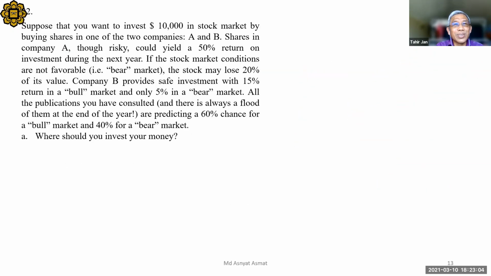And this one you can do on your own. In your investment, you have 10,000. Bear and bull market. Where should you put your money?